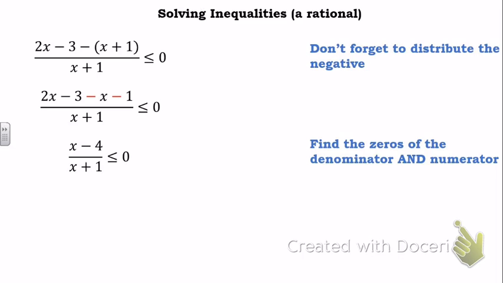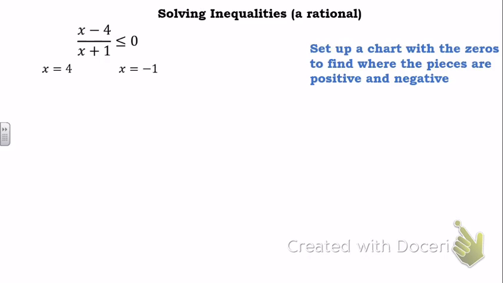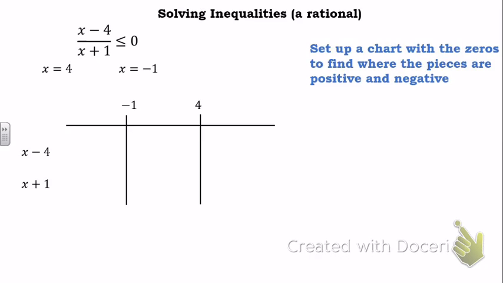Now I'm going to find the zeros of the denominator and the numerator. So I set both the factors on the top and the bottom of the fraction equal to 0 and solve. So I get x equals 4 and x equals negative 1. Now with these zeros, I'm going to set up a chart to find where it's positive and negative. So here's my chart.